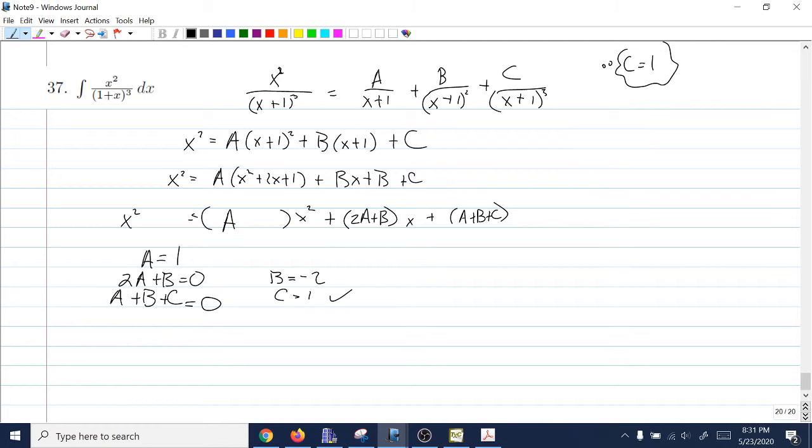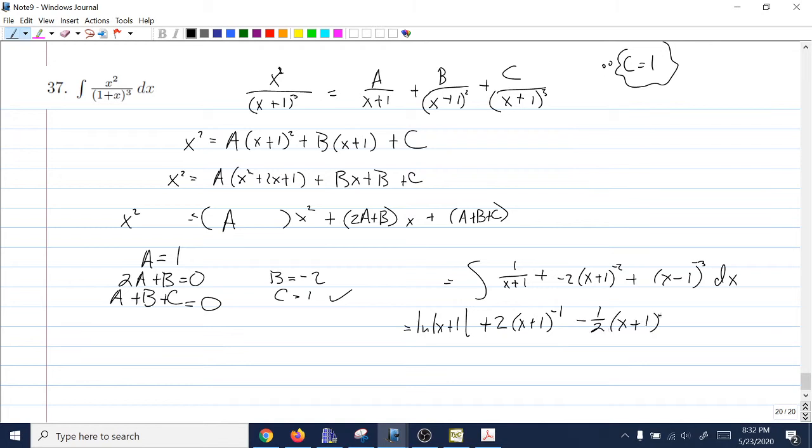Great. Our integral turns into the integral of a, which is 1 over x plus 1, b is negative 2 over (x plus 1) squared, that's a power of negative 2, plus c is 1 over (x plus 1) cubed, that's a power of negative 3. I get natural log absolute value of x plus 1, add 1 to the exponent, I get plus 2 (x plus 1) to the negative 1, plus add 1 to the exponent, you get negative 2, divide that, you get negative 1/2 (x plus 1) to the negative 2, plus a constant.